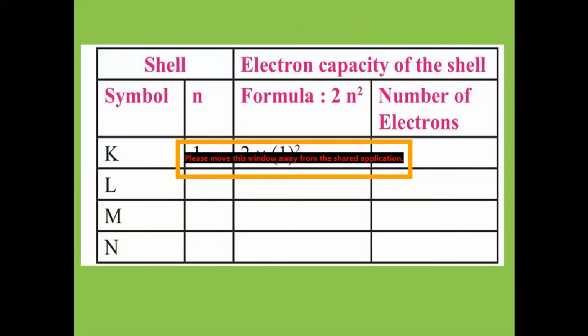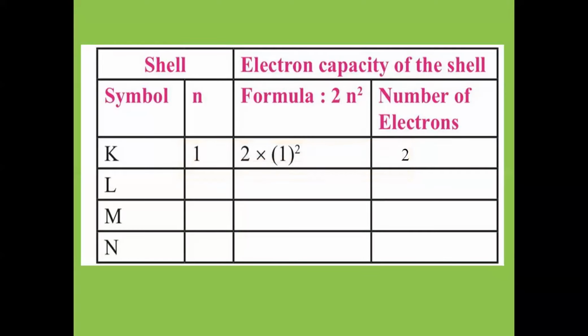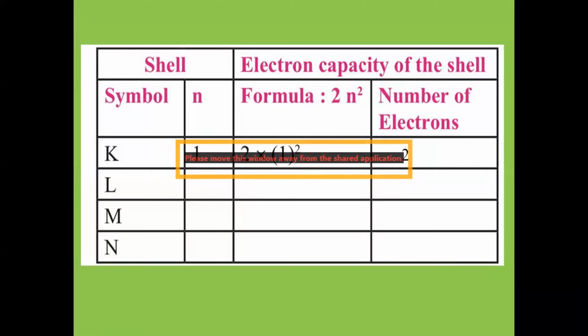Okay, now you are going to answer me one by one quickly. K, the symbol is K, n is 1. I am using the formula 2n square. So what will be the number of electrons? What is 2 into 1 square? The answer is 2. Very good. So the maximum number of electrons which can go in the first shell is only 2. You cannot put more than 2 electrons in the first shell.